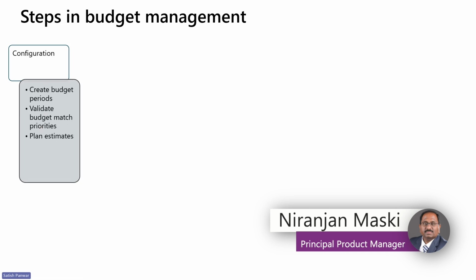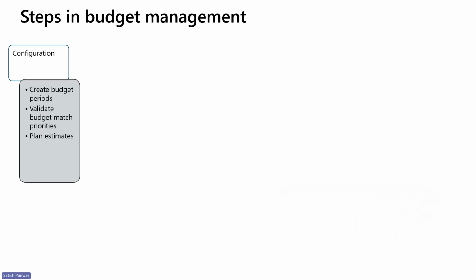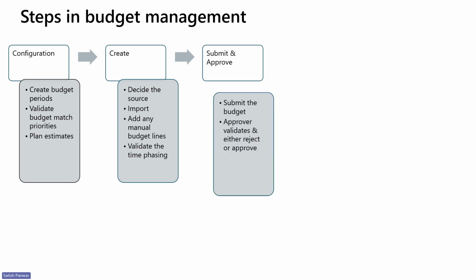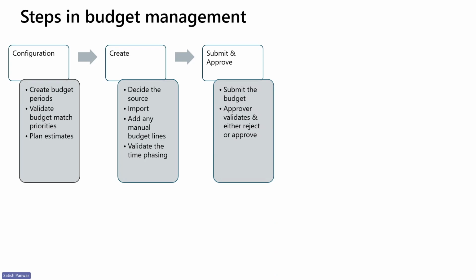So the configuration of a budget involves creation of budget periods, validating budget match priorities, which are available by default. And you'll also start with the planned estimates. Once you are good with the configuration, you'll start with the creation of a budget, where you could decide what source you want to use, whether you want to use your estimates, quotes, or contracts, or you want to add a few more budget lines manually as well. This also time phases the budget lines into budget line details. That means you are going to distribute your budget line over a period of time.